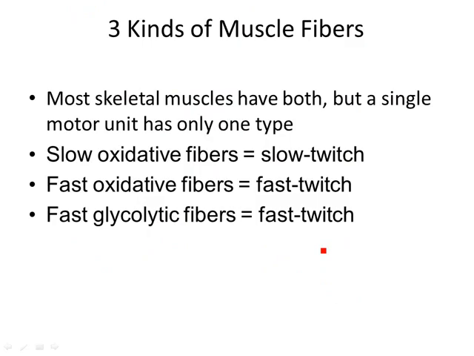All right, when we talk about muscle fibers, they're not all the same. There's actually different types of muscle fibers or muscle cells. Okay? We have what are called fast and slow twitch. Most skeletal muscle has a combination. They're not all slow or all fast. You have a combination of slow and fast inside a muscle. Okay? A motor unit is either or. It's either slow or fast. But the muscle itself has a combination of both slow and fast.